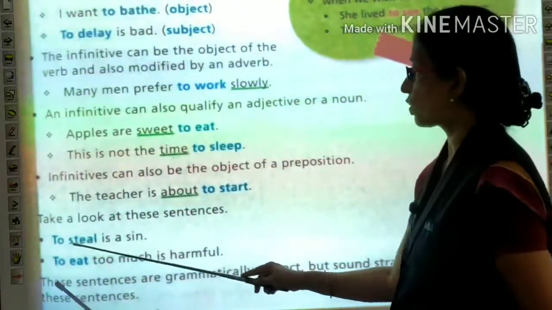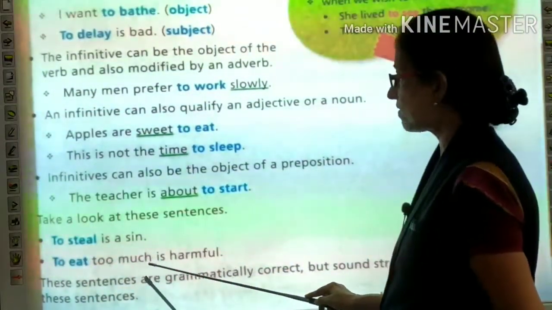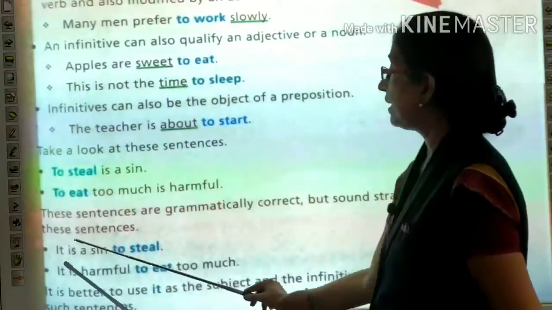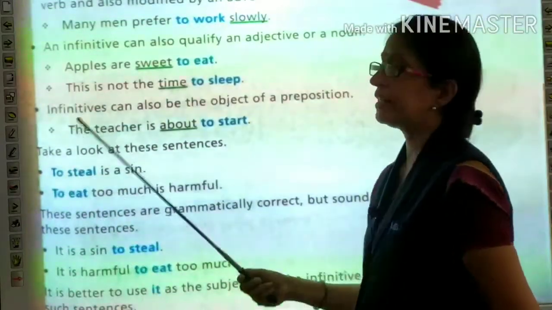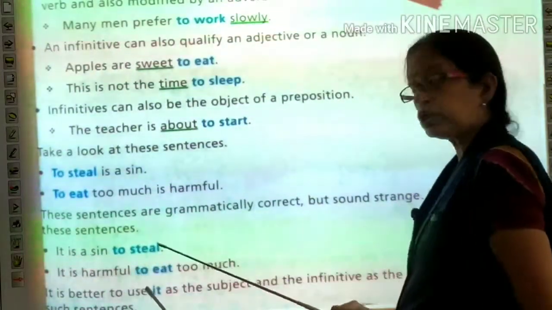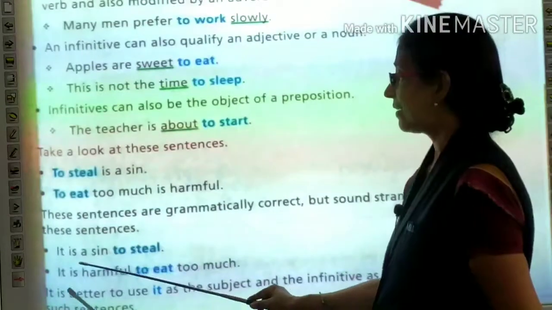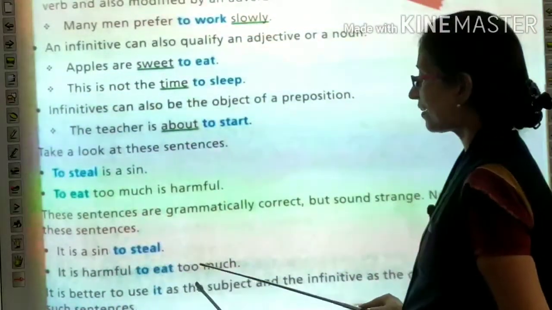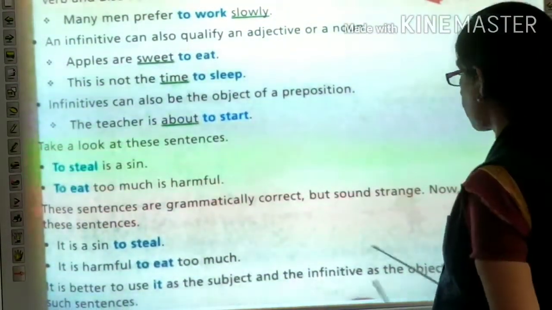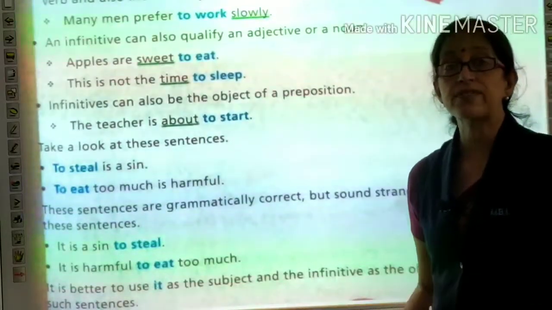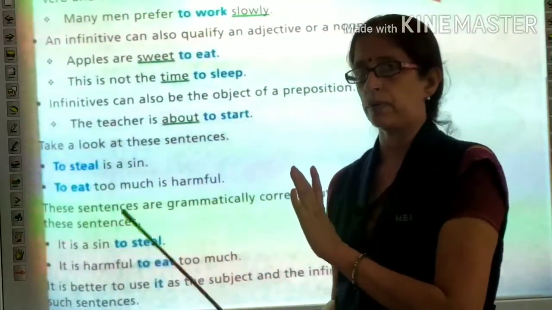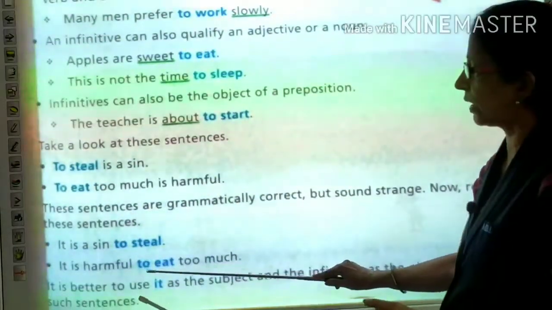Take a look at these sentences. To steal is a sin, to eat too much is harmful. Now these sentences are grammatically correct but sound strange. Now read this sentence: to steal is a sin. Now it is not sounding proper. To eat too much is harmful. It is a sin to steal. This is the proper way of writing. It is a sin to steal. It is harmful to eat too much. It is better to use it as the subject and the infinitive as the object in such sentences. Whenever these types of sentences are there, we can use it as a subject and write the sentence. It will sound in a proper way. Here it was not sounding proper, here it is sounding proper.